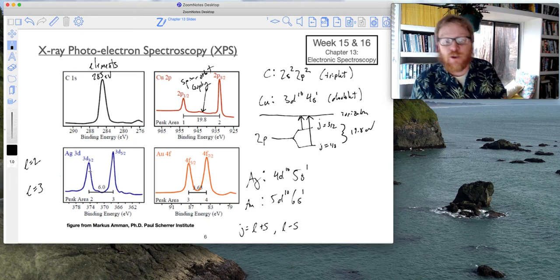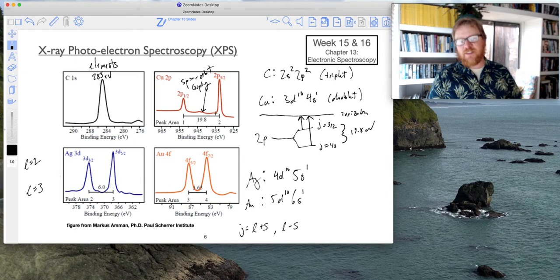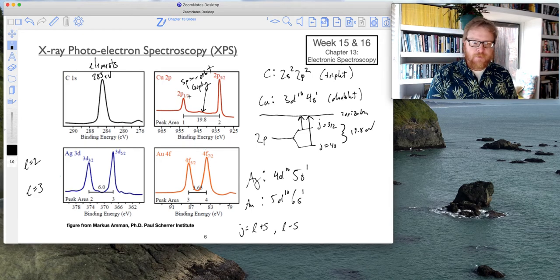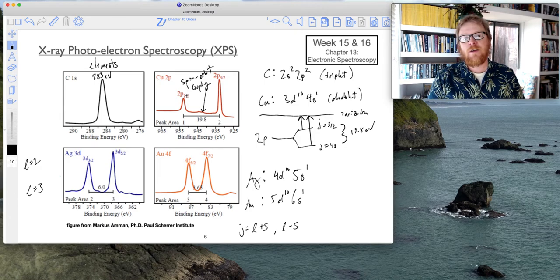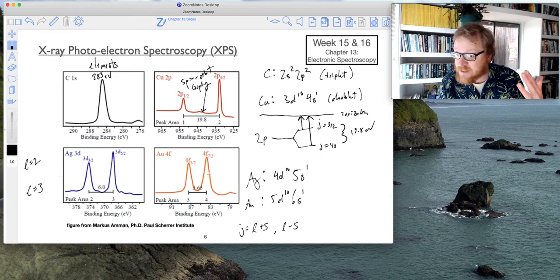However, we're not looking at all 2p levels, right? It's 2p, 3d, and then 4f. So this effect here of seeing decreased spin orbit splitting in these examples is related to the fact that we're getting further away from the nucleus as we look at a 2p or a 3d or a 4f electron level, okay?